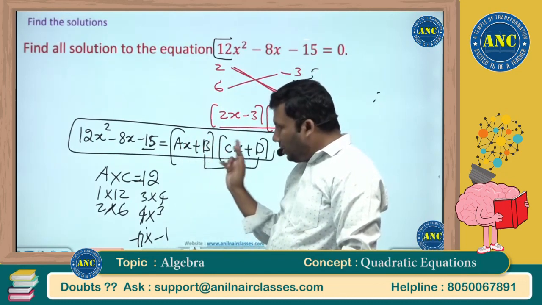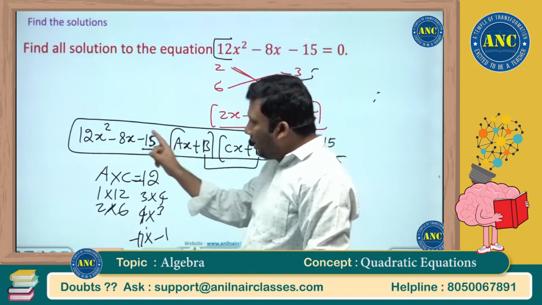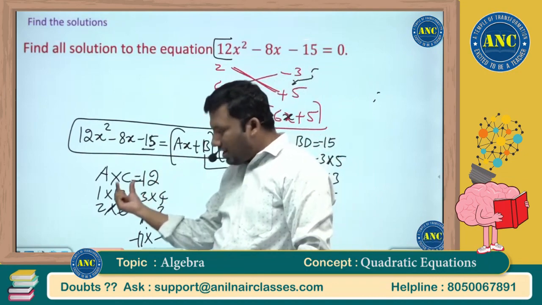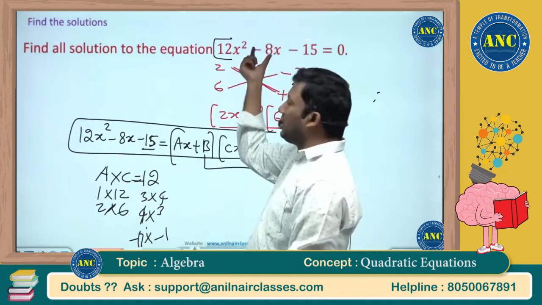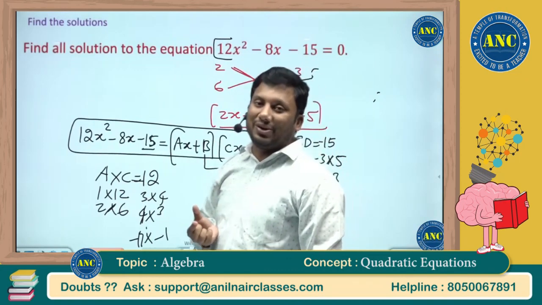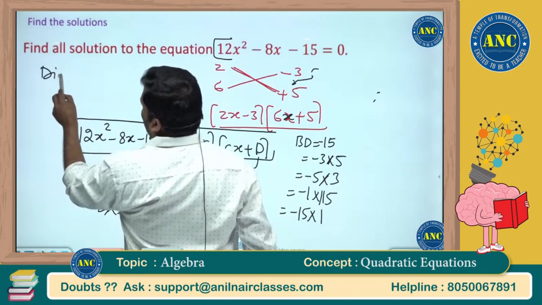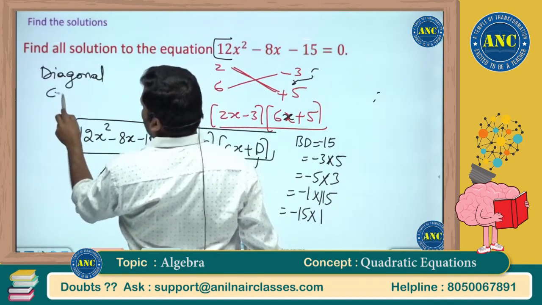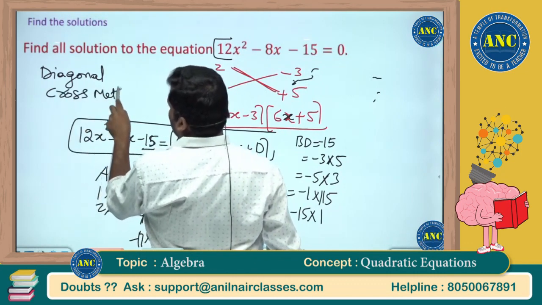A into c and b into d. A and c are integers. In how many ways can you write the coefficient of x square as a product of two integers? From that, one case will satisfy the condition which is equivalent to the coefficient of x. I hope the diagonal cross method concept is very clear to you. I do not want any student to just write it without even understanding the concept.